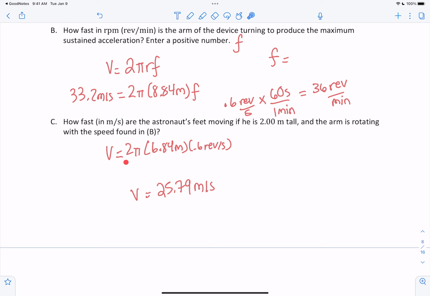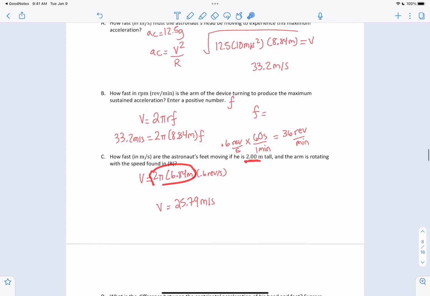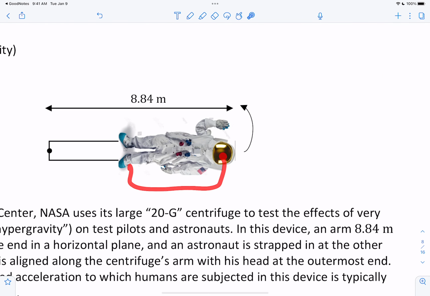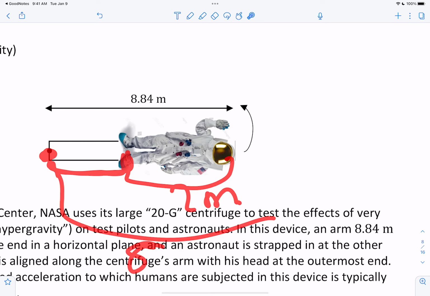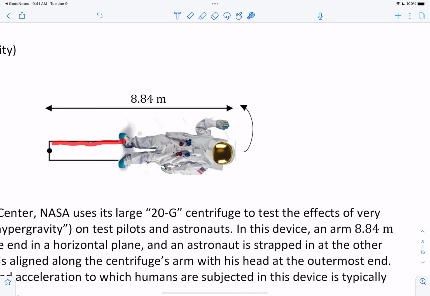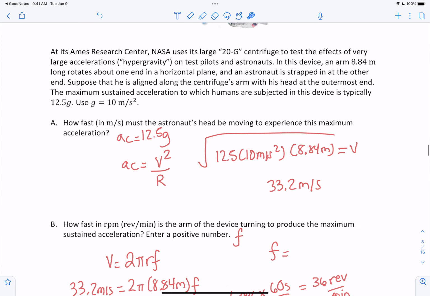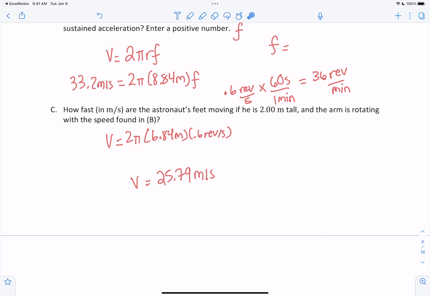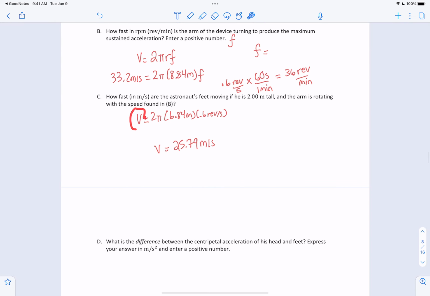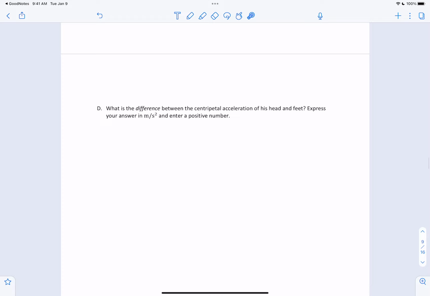And so you're just using his radius here, right? They said he was 2 meters tall. And if we're trying to figure out how fast his feet are going, we're just concerned about this part right here, from the arm pivot to his feet. So he's 2 meters tall, this whole thing is 8.84, and then this little section here is 6.84, because 6.84 plus 2 is 8.84. That's why we use 6.84 meters here. Like I said, we're trying to figure out linear speed, and we have our frequency from before.